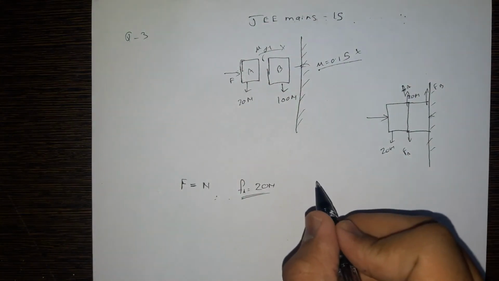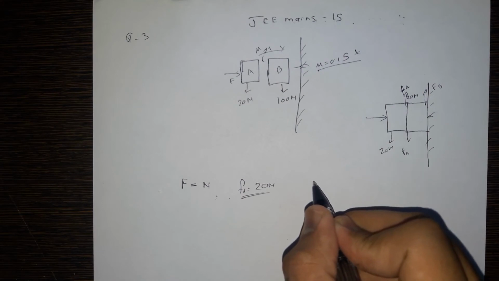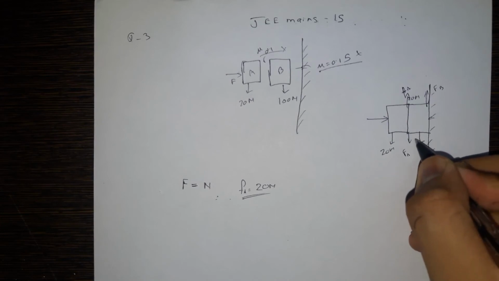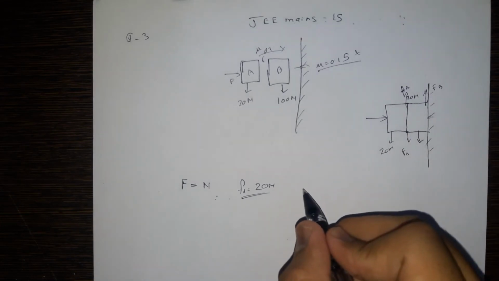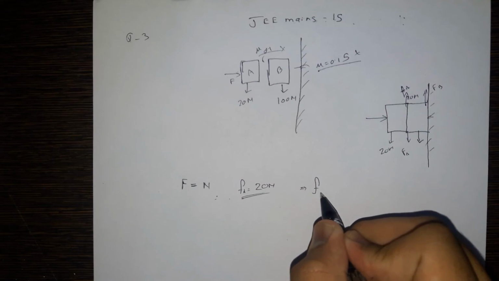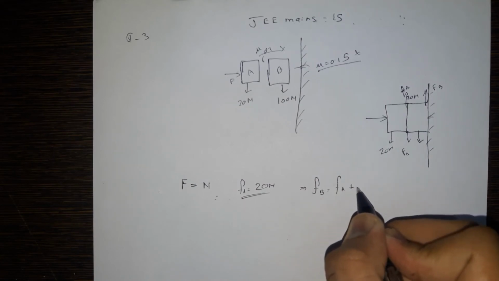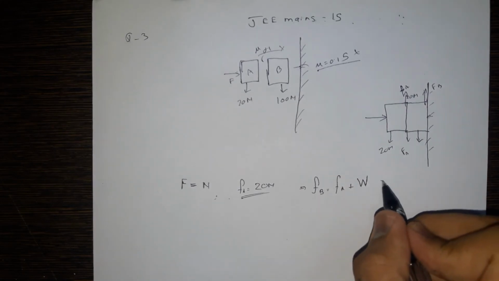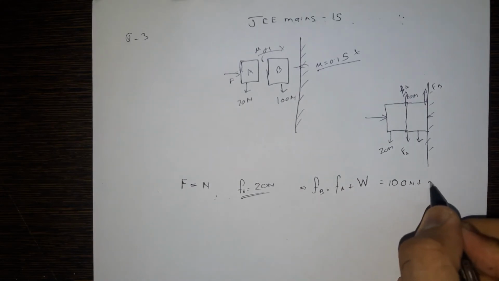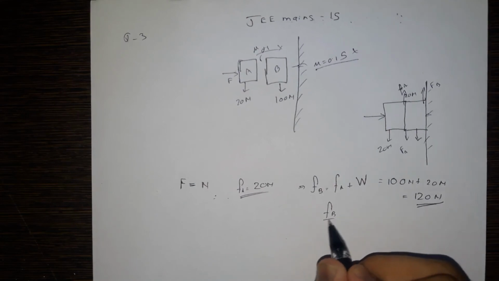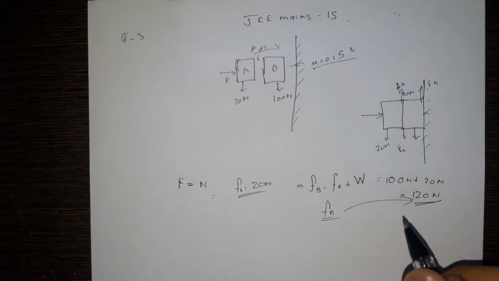Now remember, it's quite important to understand this logic: the frictional force of B balances even the weight and the frictional force of A. So we can say that the frictional force of B is equal to the frictional force of A plus its weight, which equals 20 newtons plus 100 newtons, equals 120 newtons. And in the question we are asked to find the frictional force of B. So here we got the answer by simple logic, by simple equilibrium laws.